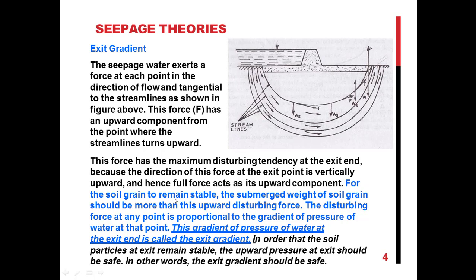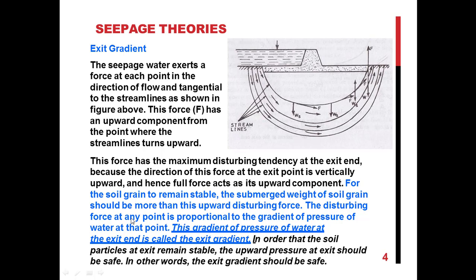For the soil grain to remain stable, the submerged weight of the soil grain should be more than this upward disturbing force. So here at this point, for the soil grain to remain stable, its submerged weight should be more than this upward pressure. This means the weight of the submerged soil should be greater than this upward force to remain stable.